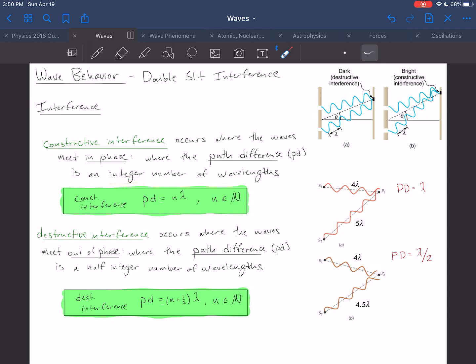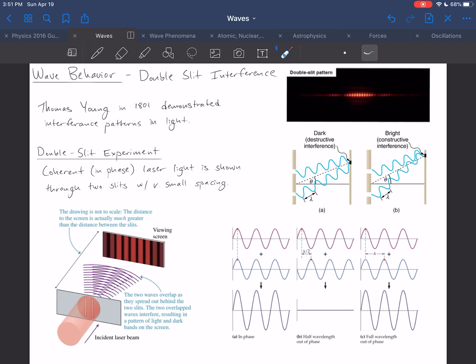number of wavelengths. So if they go the same distance, then the path difference is 0, and you get constructive interference. Or you can also get constructive interference where the path difference is 1 wavelength, or where the path difference is 2 wavelengths, and so on and so forth. So that's why you get more than one bright spot, remember, in that double slit experiment.